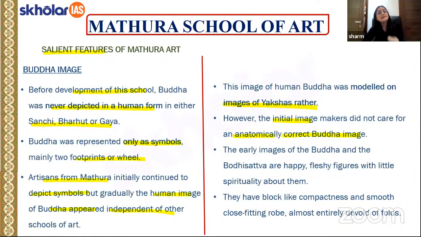Okay, now this is in stark contrast with the Gandhara school, which we are just going to talk about, wherein the anatomy of Buddha was absolutely perfect and there were a lot of features that were identifying to the realism concept, which is something which is absent in the Mathura School of Art. Okay. Now, students, the early images of Buddha along with the Bodhisattvas are happy, fleshy figures with little spirituality about them.